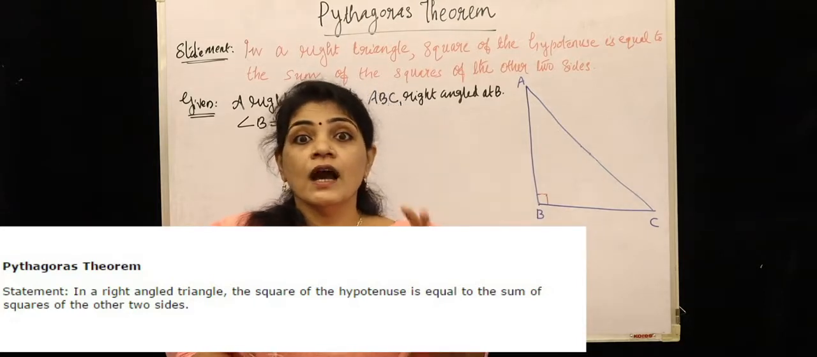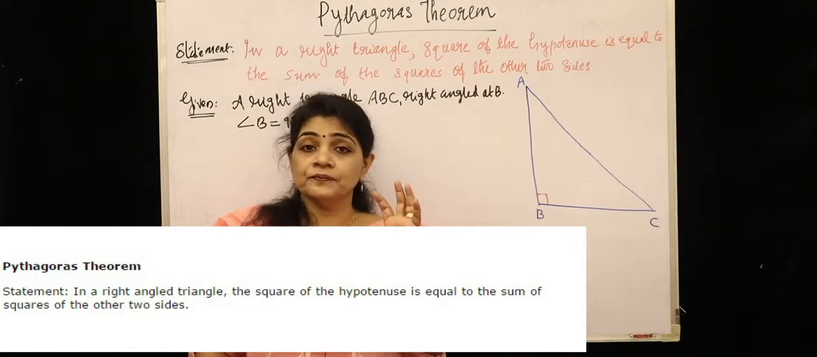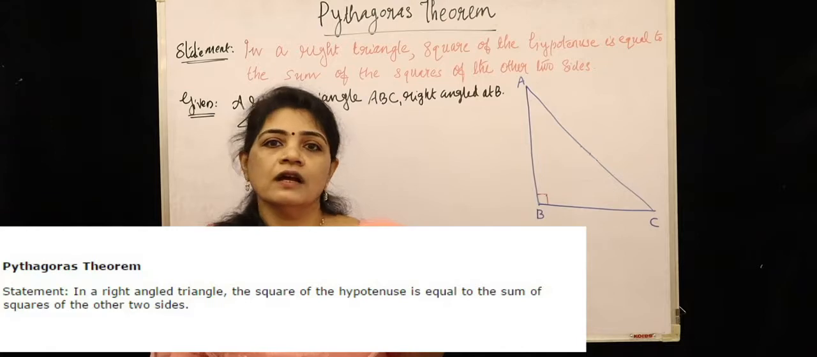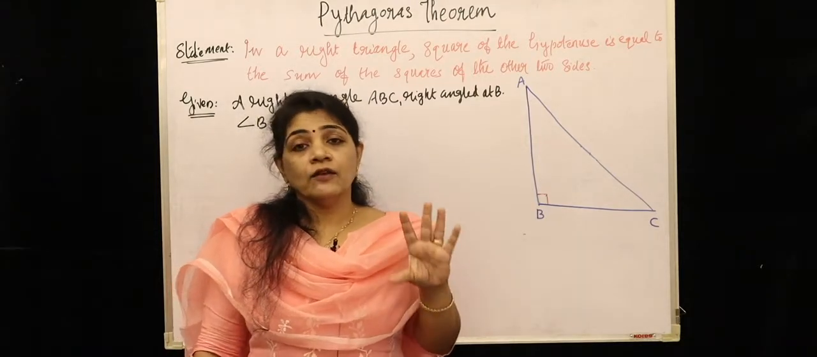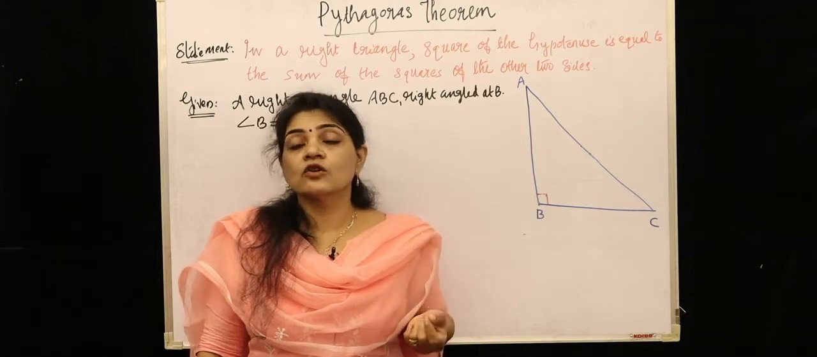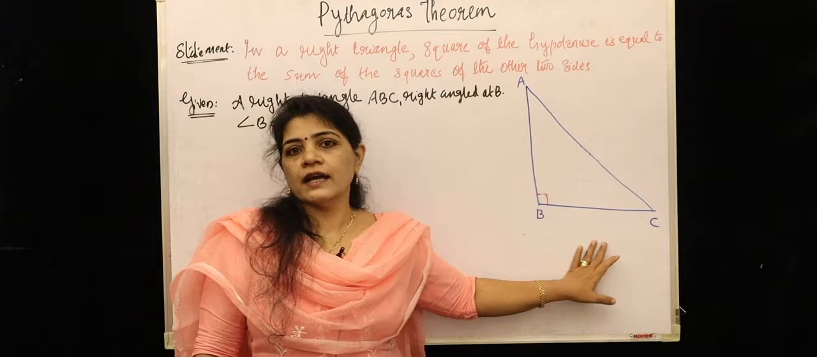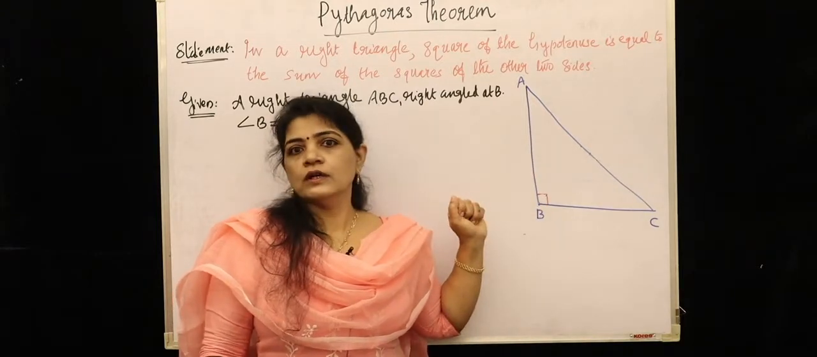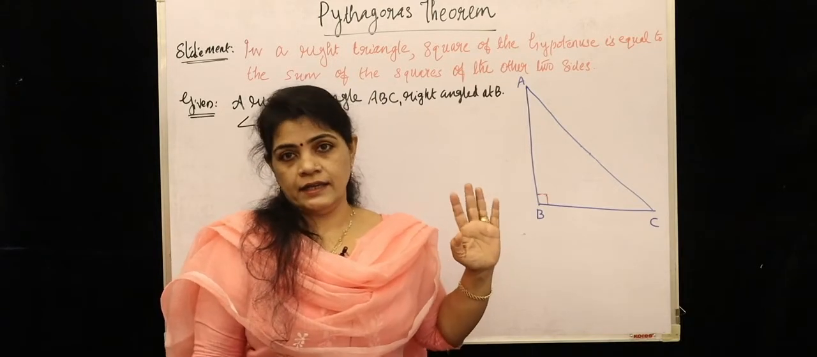We have a right triangle, and we know that this Pythagoras theorem is applicable only for right triangles. We should get a right triangle, and we have to mark the sides of the right triangle. Here I have drawn a right triangle ABC, right angled at B. What is the meaning? That means angle B equals 90 degrees.